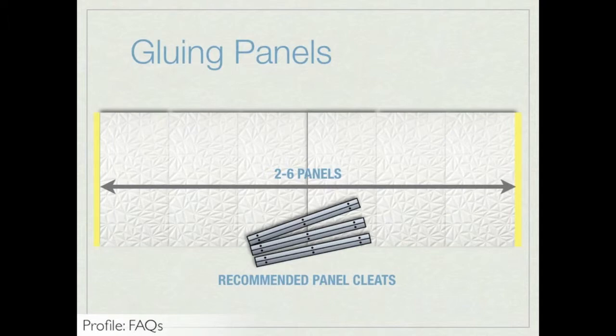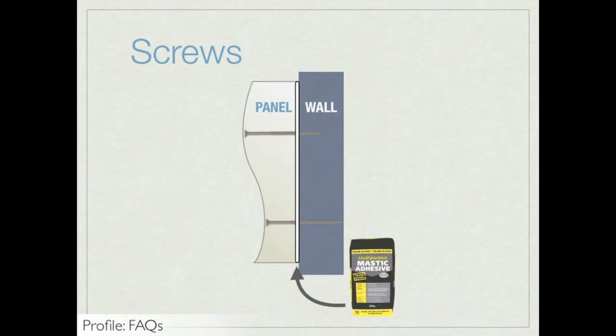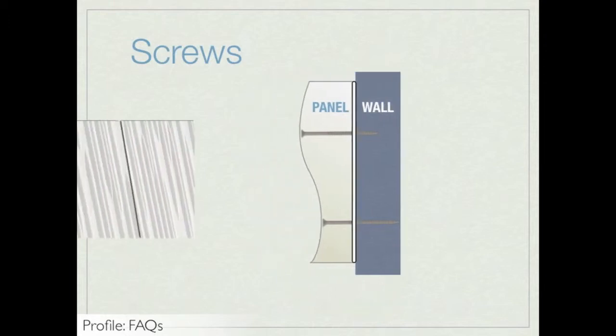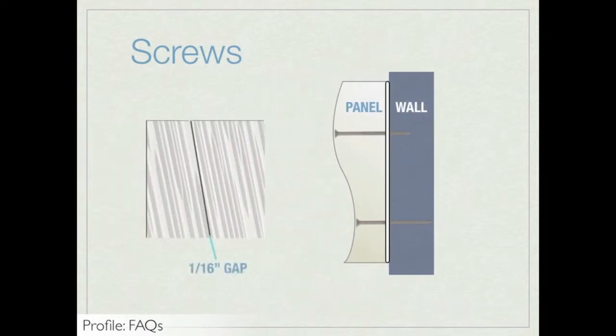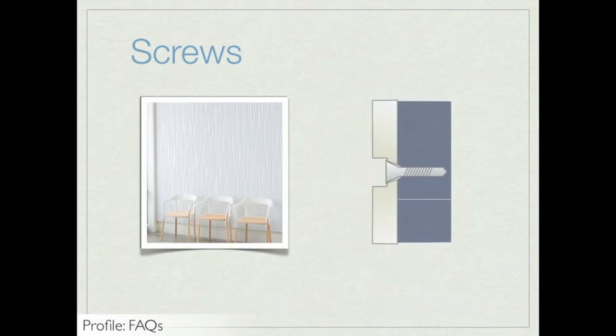Profile panels can also be attached to a wall by screwing directly through the panel. Construction mastic should also be used to supplement the screws. It's required to leave a 1/16 inch gap between panels to allow for expansion and contraction of the wood panels. This technique should only be used on non-wrapped panels that will be painted in the field. Holes in the panel should be pre-drilled and countersunk.